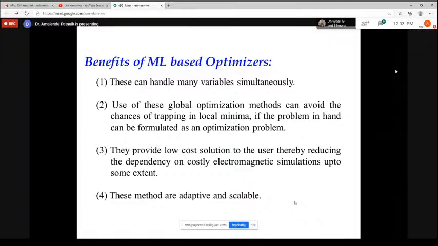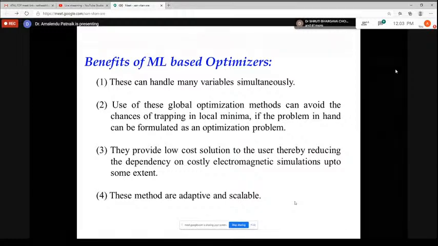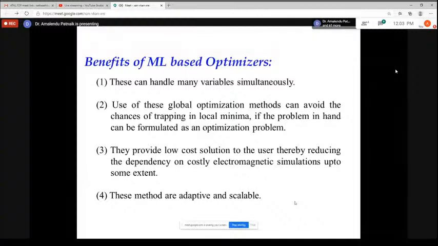Furthermore, these methods are adaptive and scalable. That means you can increase the accuracy of these methods by applying them again and again, or by developing them again and again.